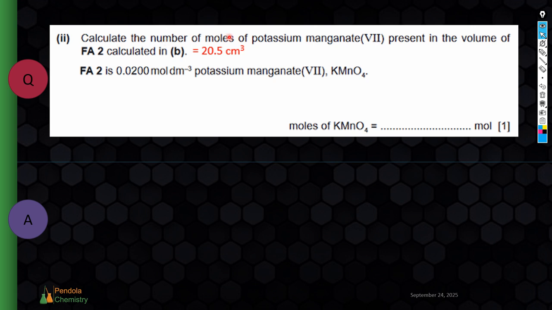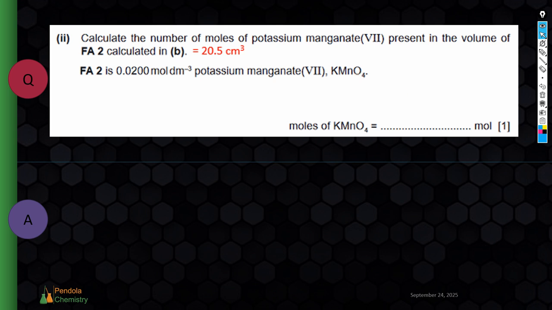So it says calculate the number of moles of potassium manganate 7 present in the volume of FA2 calculated in B. And I've added here that volume was 20.5 cubic centimeters. Then it tells you what FA2 is. And this will normally be at the beginning of your practical. I have included it here because the question needs it. But it tells you FA2 is 0.0200 mole per cubic decimeter potassium manganate 7, which is KMnO4.